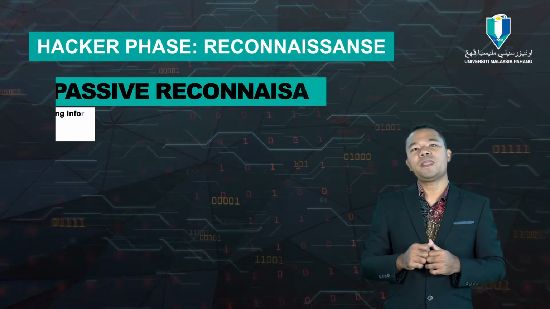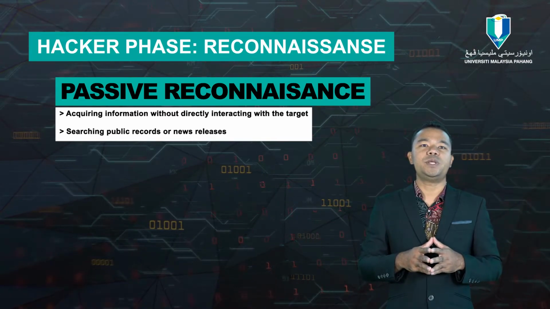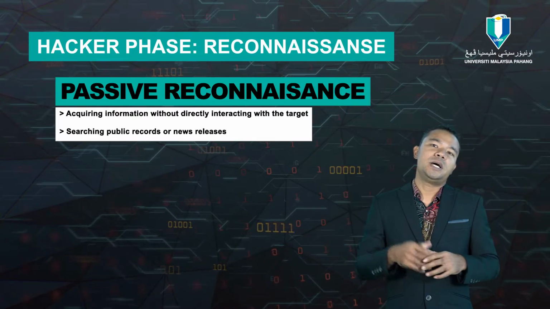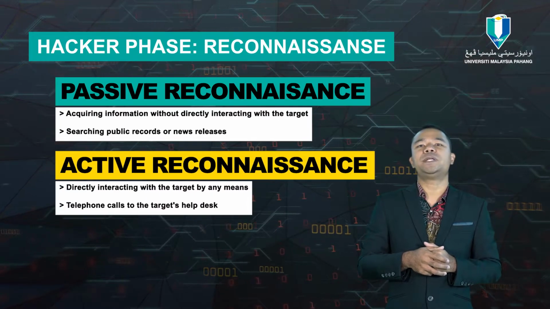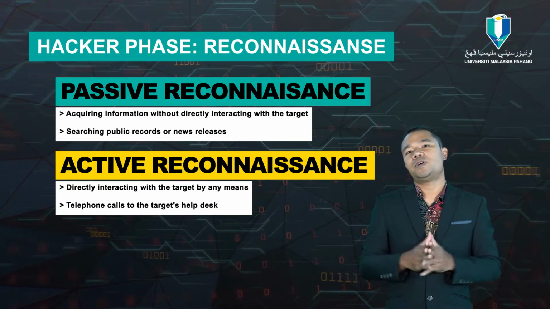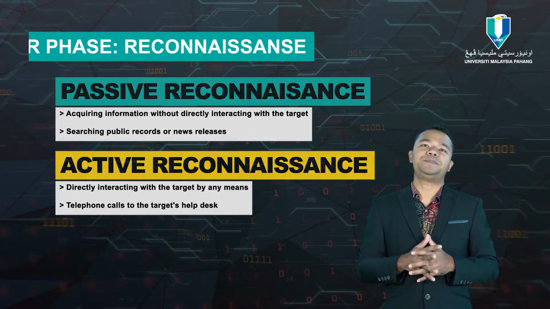Passive reconnaissance involves recording information without directly interacting with the target. For example, searching public records or news releases. Active reconnaissance involves directly interacting with the target by any means. For example, telephone calls to the target, help desk, or technical department.